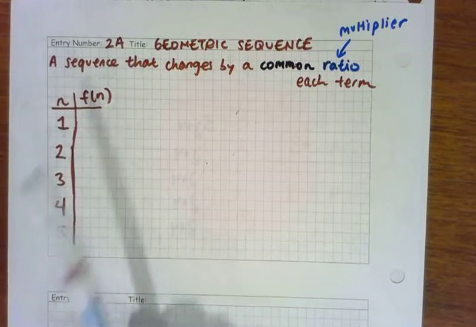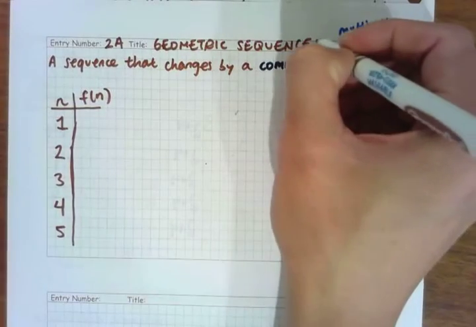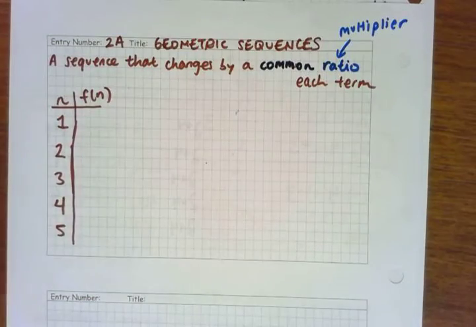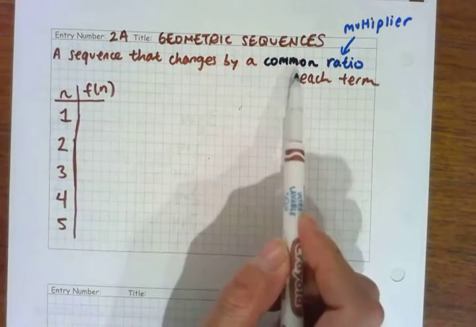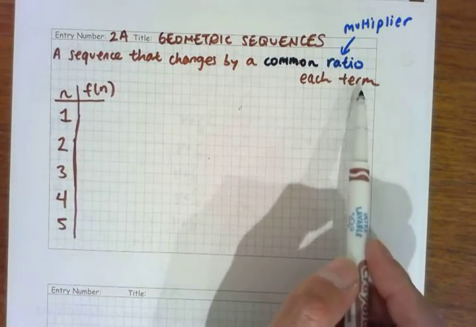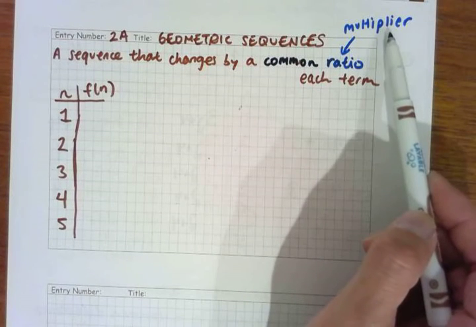These are the video notes for 2A, geometric sequences. A geometric sequence is a sequence that changes by a common ratio each term. You can also think of common ratio as being like a common multiplier.